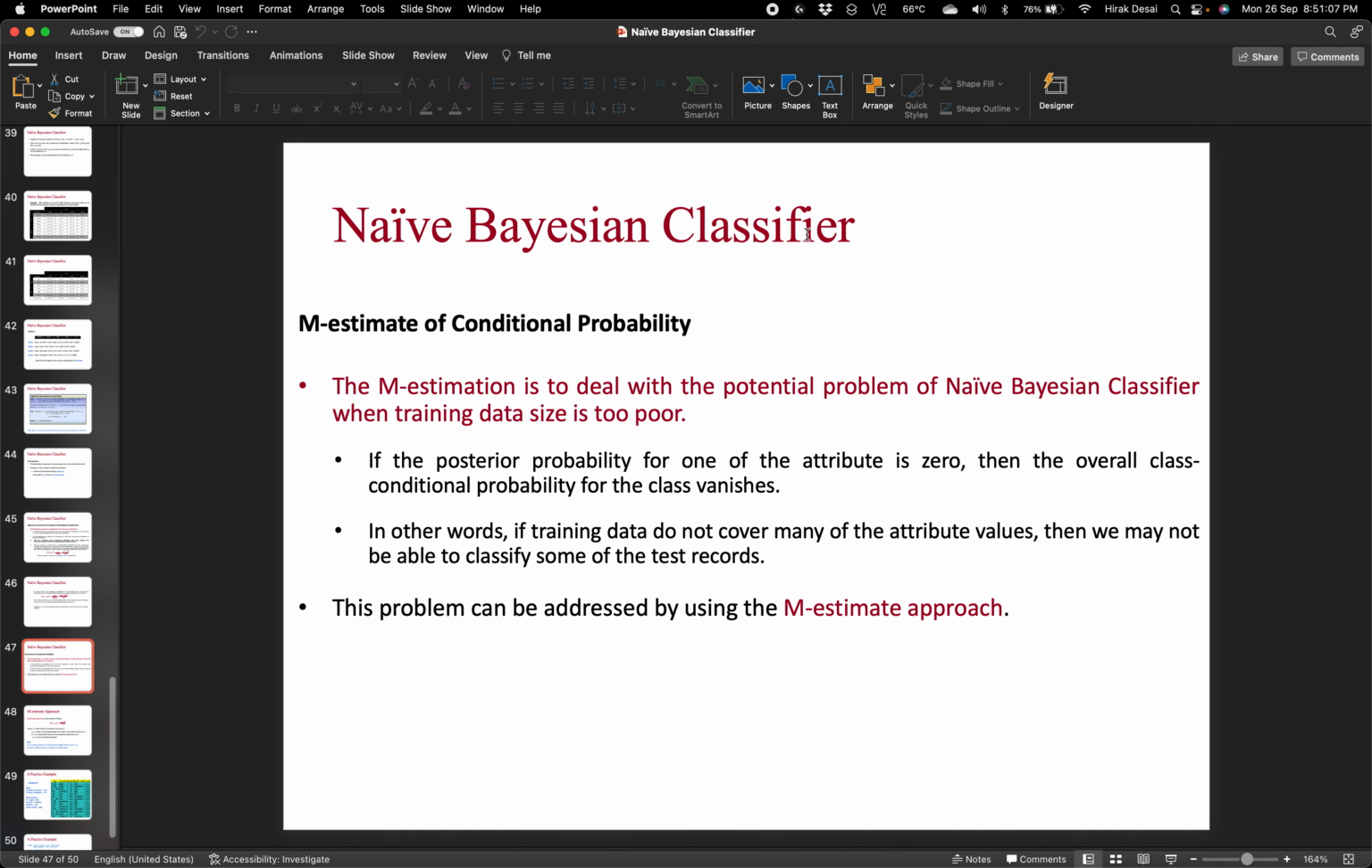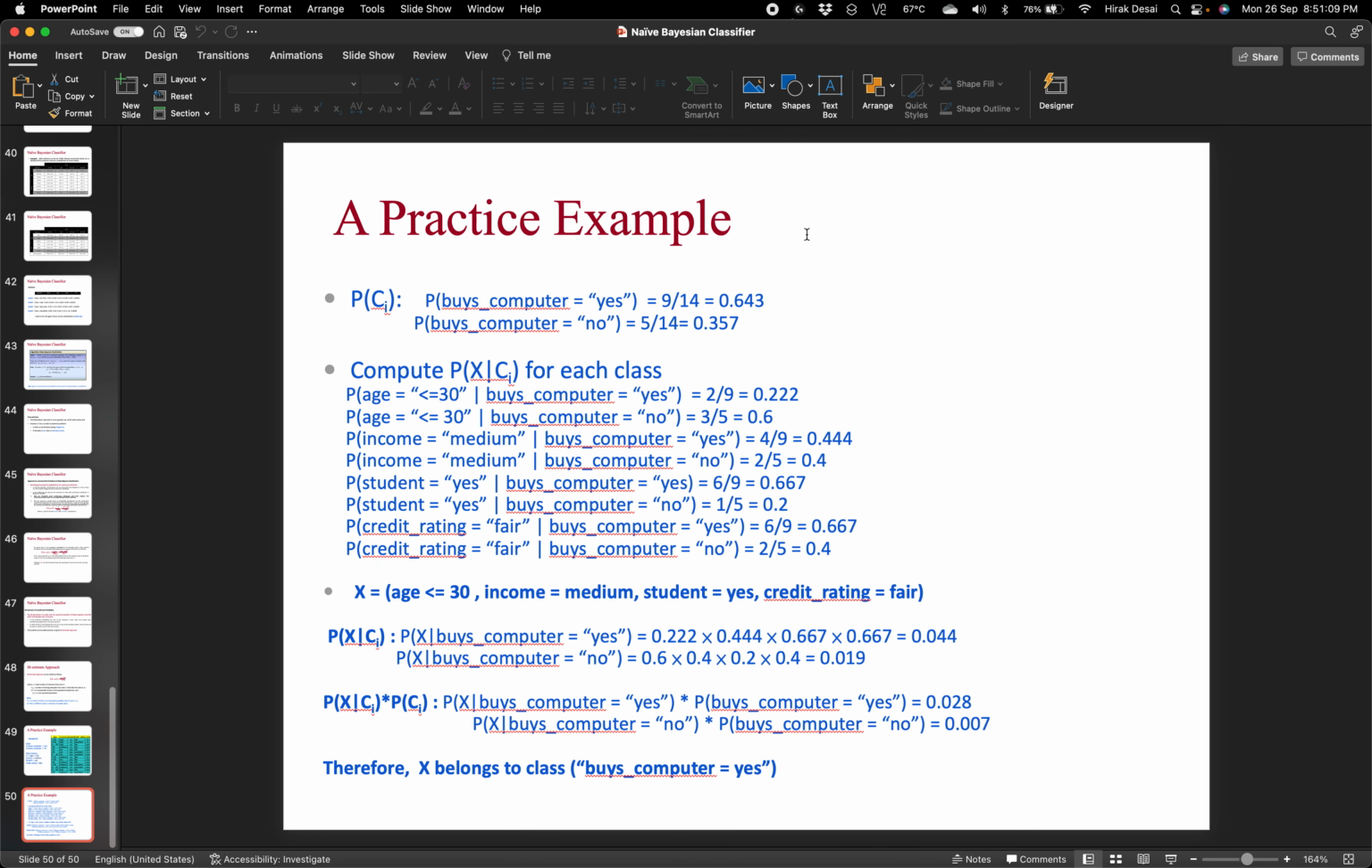Continuous values can be discretized by breaking them into intervals. Practice example, and that is done. We are done with Naive Bayesian classifier. Stop.